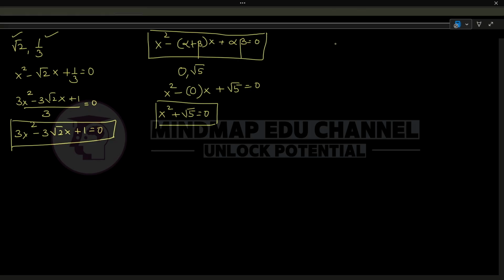Then you can easily find the quadratic polynomial. Okay, the next sum, the sum is given as 1 and the product of the zeros is also 1. So let's write the quadratic polynomial, x square minus 1x plus 1 equals 0. So this is our equation, x square minus x plus 1 equals 0. Now let's see the second last sum, that is when the sum of the zeros is minus 1 over 4 and the product of the zeros is 1 over 4.